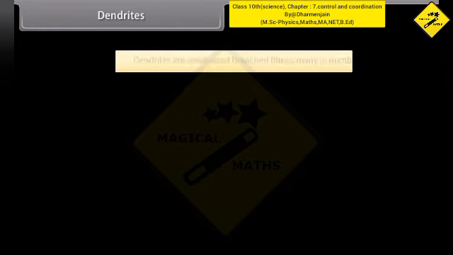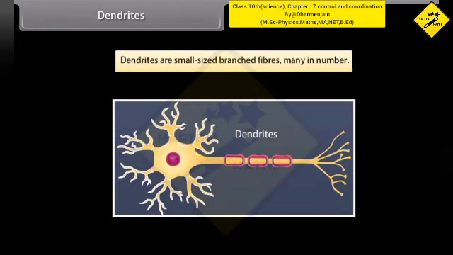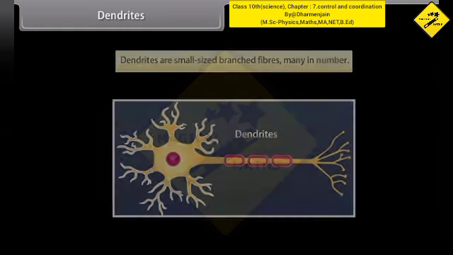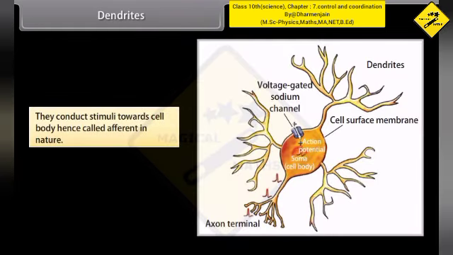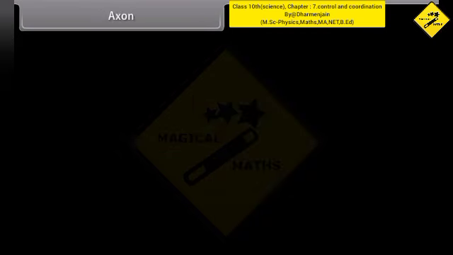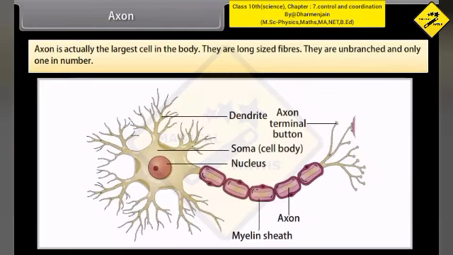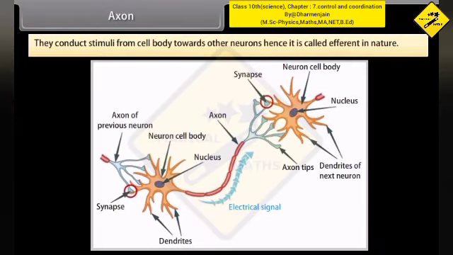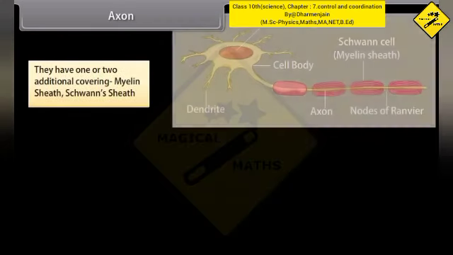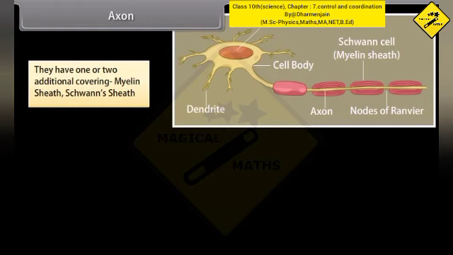Dendrites. Dendrites are small-sized branched fibers, many in number. They conduct stimuli to the cell body, hence are called afferent in nature. Axon. Axon is actually the largest cell in the body. They are long-sized fibers. They are unbranched and only one in number. They conduct stimuli from the cell body towards other neurons, hence it is called efferent in nature. They have one or two additional coverings.